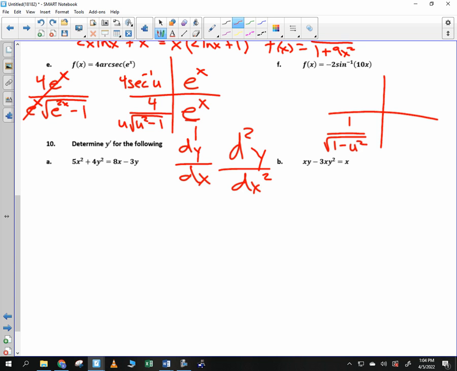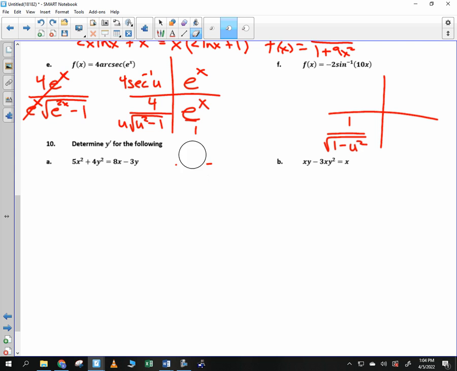Everybody understand that means derivative? If it's a 2, it means second derivative. What if it says 3? Third derivative, so on and so forth, okay? So you can see how that notation was useful. So we want to find y prime. What's different about this compared to the other problems we've done? Yeah, exactly. You got y's in multiple places.